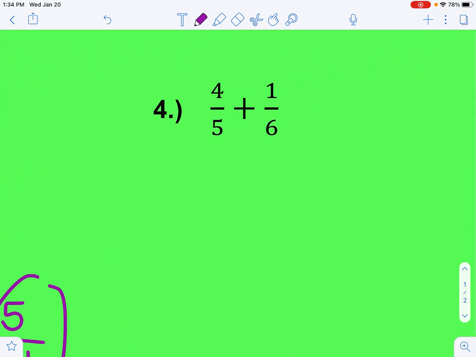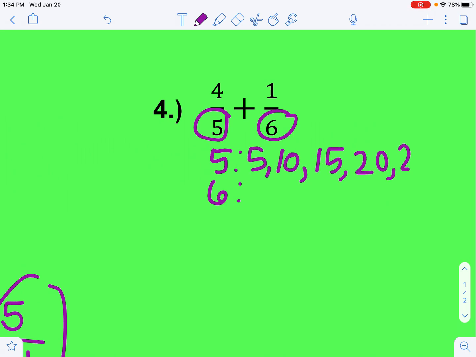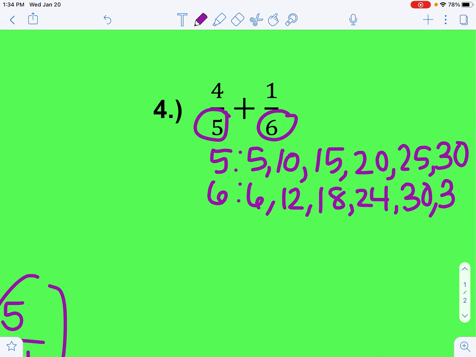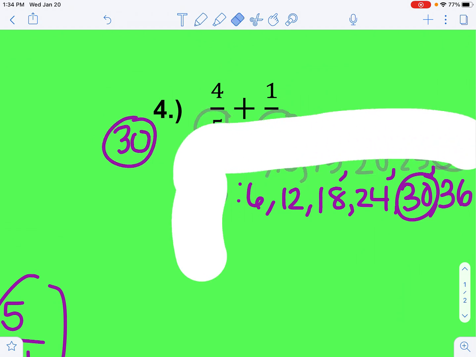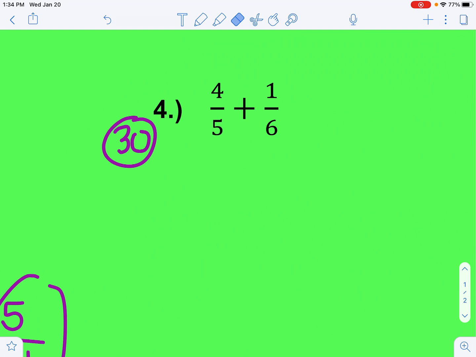Alright, and our last one, I'd like you to try it on your own, and if you're stuck, come back and check your answer. This time we're taking 4/5 plus 1/6. If you notice, our denominators are not the same, so we need to count by 5s and by 6s. Starting with 5: 5, 10, 15, 20, 25, 30. I'm out of room, we'll stop there. Now let's do 6: 6, 12, 18, 24, 30, 36. Do they share one already? Yes, they both have 30. I'm going to erase all this work. If you still need to write it, make sure you pause the video.